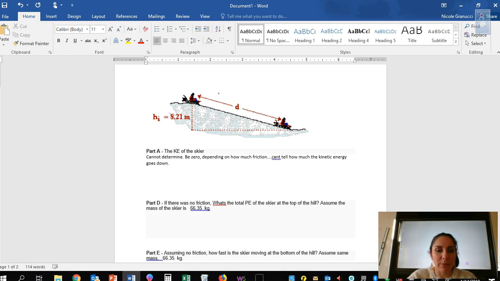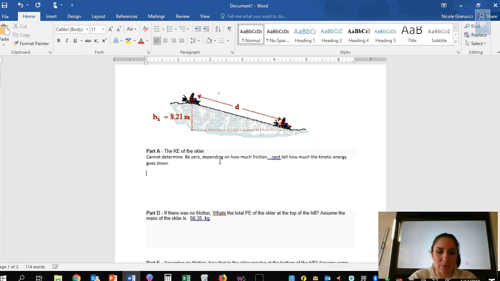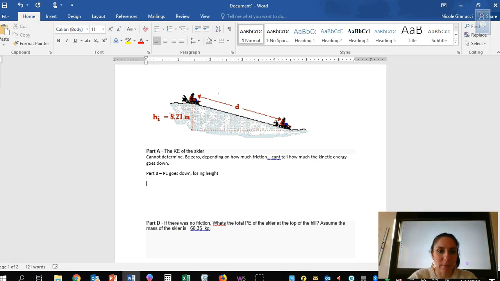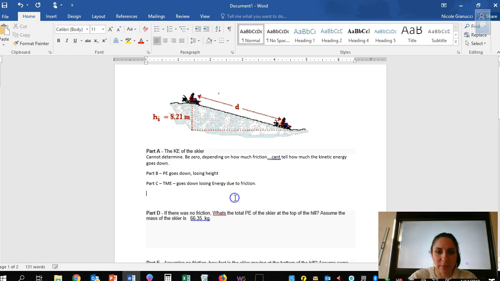Now, there are other parts to this, but in part, I'll just summarize. Part B, the potential goes down because you're definitely losing height. And for part C, the TME goes down because you're losing energy due to friction. So that's the idea of this question.